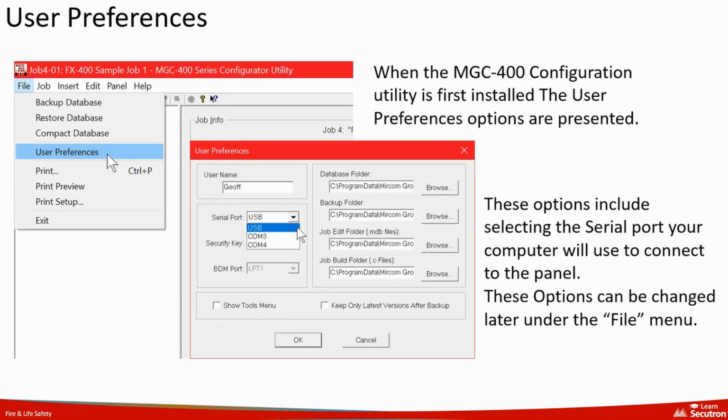When the configuration utility is first installed, the user preferences options are presented. These options include selecting the serial port your computer will use to connect to the panel. These options can be changed later under the File menu.